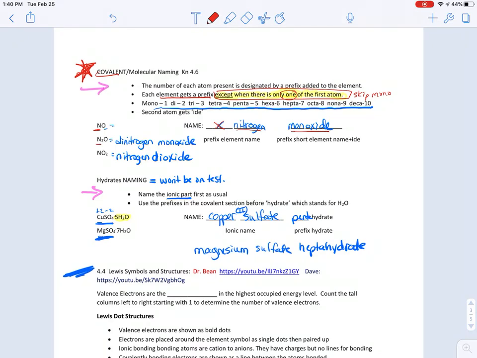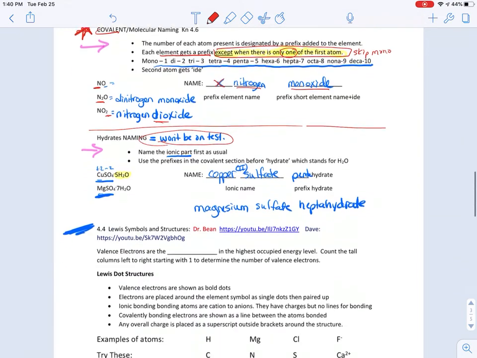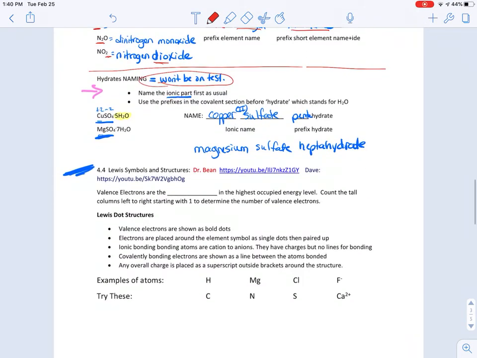Then we have dinitrogen monoxide because of the di, and then we have NO2, which is nitrogen dioxide. As a note, in lab, in Gen Chem, hydrates can be very easy to work with. This won't be on the test, but it's in lab, and it's going to be in your lab today.